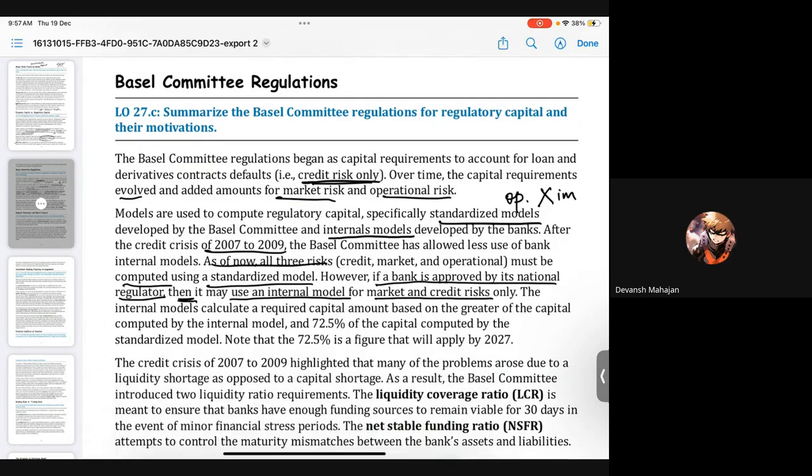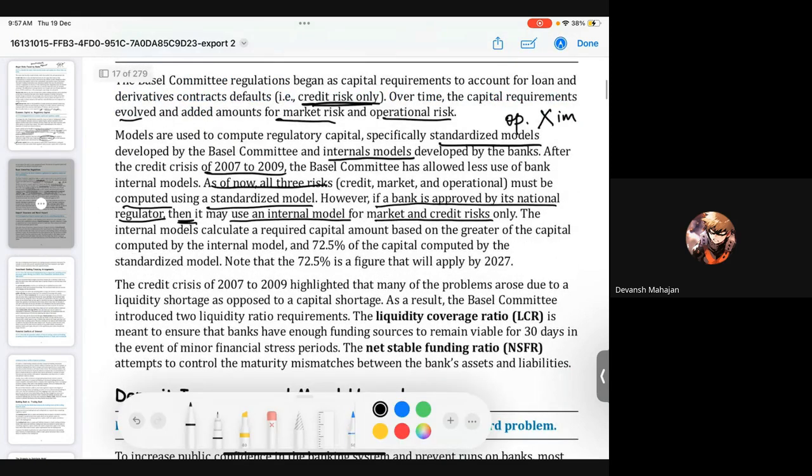And how do we decide कि internal model use होगा कि नहीं? This is also very important, this 72.5% figure. What is that 72.5% figure? Basically, जो standard model है. The internal models calculate a required capital amount based on the greater of the capital computed by the internal model and 72.5% of the standardized model. इसका मतलब क्या है? If we simplify this, it basically means standardized model.